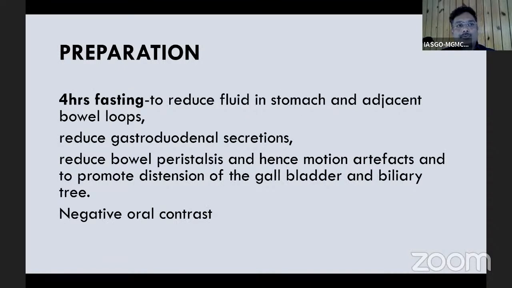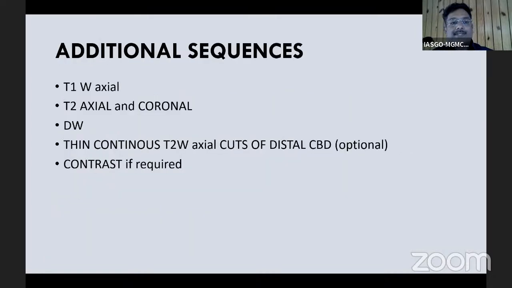We need the patient to be fasting for 4 hours so that we can get adequate distension of the gallbladder and the biliary tree, and this also leads to reduction in the fluid in the stomach and gastroduodenal secretion, and hence the motion artifact because of bowel peristalsis. We always take additional sequences with MRCP like T1 and T2 weighted images, and nowadays we are also taking diffusion weighted images. At times when we are suspecting a small calculus of the distal CBD, continuous T2 weighted axial cuts are of great help. And in some cases, we also go ahead with the contrast study.